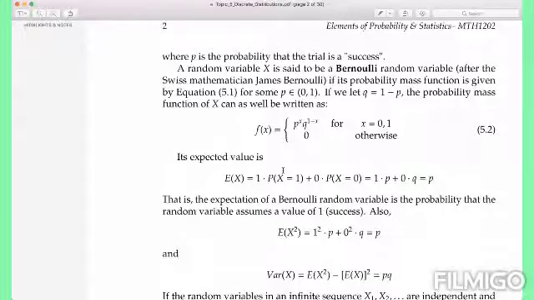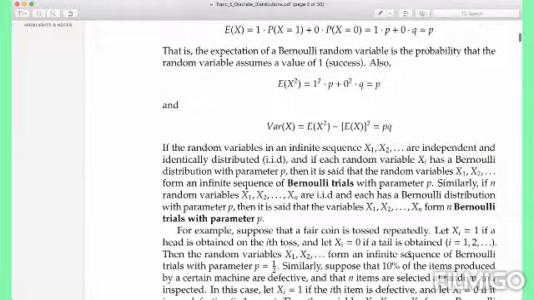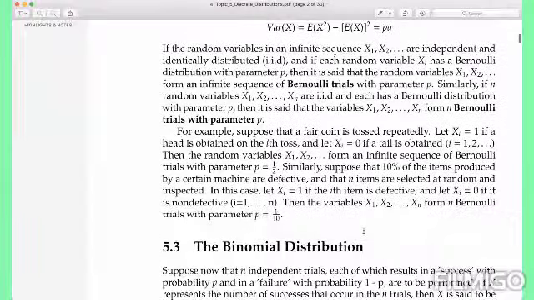Because here there are just two possible outcomes, with their corresponding probabilities, you should be able to get the mean as p, and then you can also work out the variance, but you have to first compute the expectation of x squared, and then use the formula to get the variance, which is p(1-p).